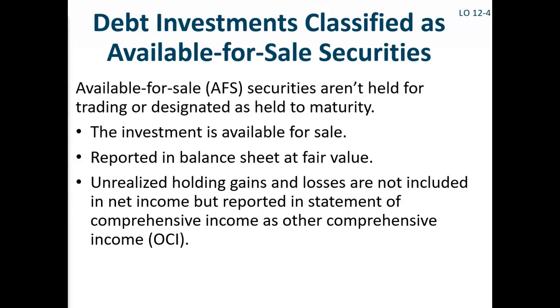As we work through these examples, you will find that accounting for available for sale securities is very similar to the accounting for trading securities. The primary difference is that with trading securities, the unrealized gains or losses are recorded in the income statement to arrive at net income. With available for sale securities, the unrealized gains or losses are reported in other comprehensive income rather than in the income statement.